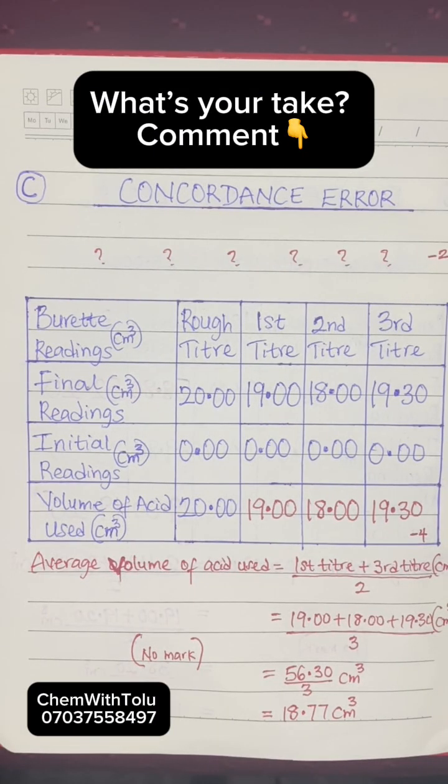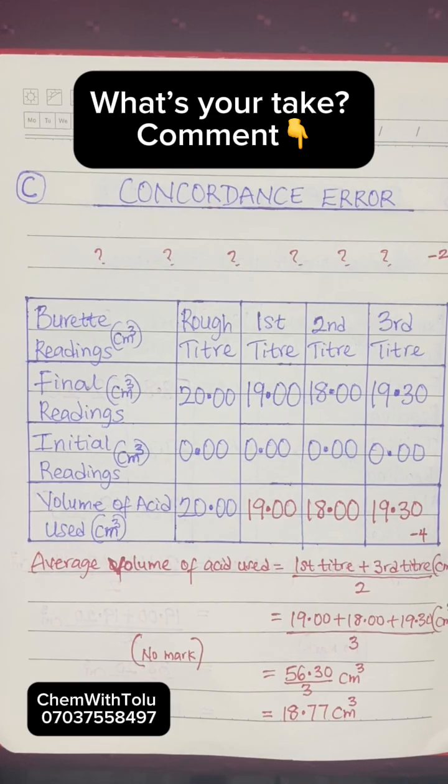So we are still on the top 5 WAEC practical mistakes and how to avoid them. Remember, the first one we did was arithmetic error. The second one that we did was burette reading errors, and then the next one now is concordance error. Now, what does concordance mean?